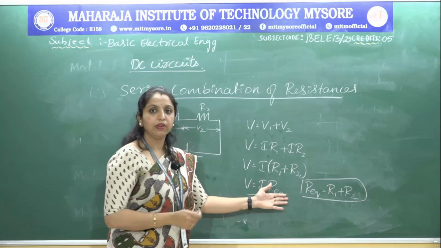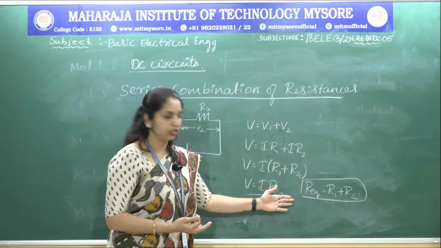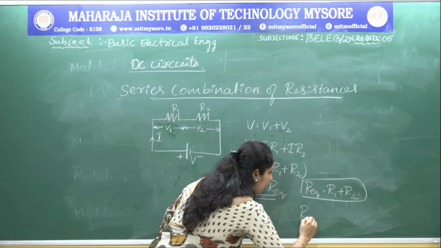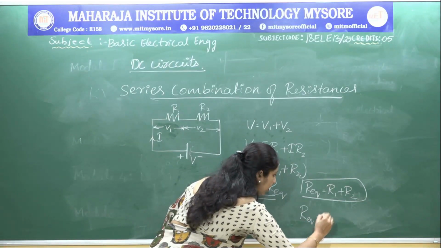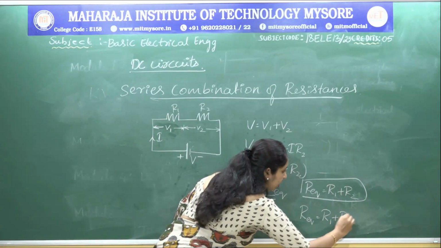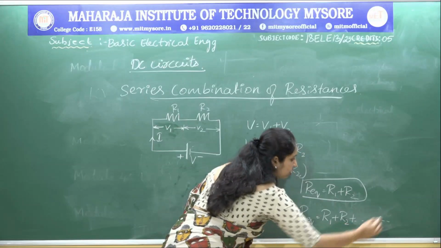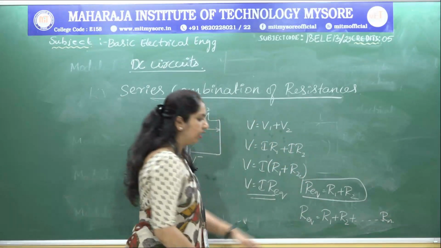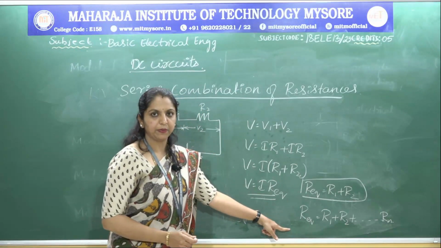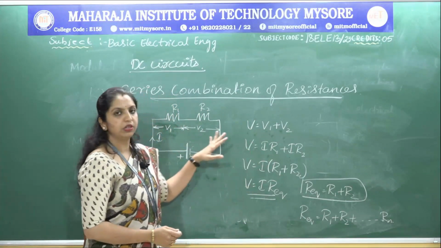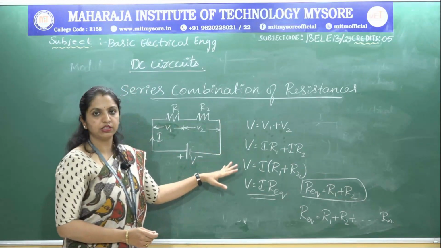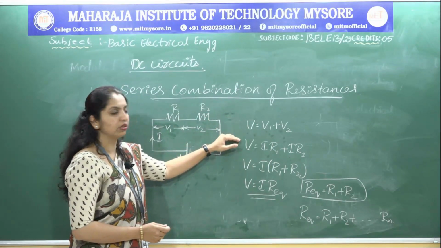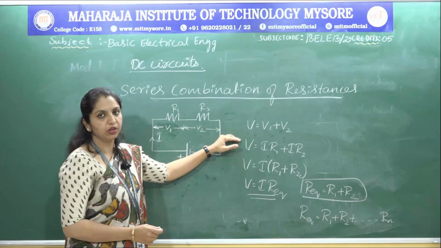Similarly we can have n number of resistors. That means R equivalent is equal to R1 plus R2 plus so on, till Rn. This is the general equation for R equivalent. So this is about the series combination of resistances, and with this basis, you need to understand the concept called voltage divider rule.